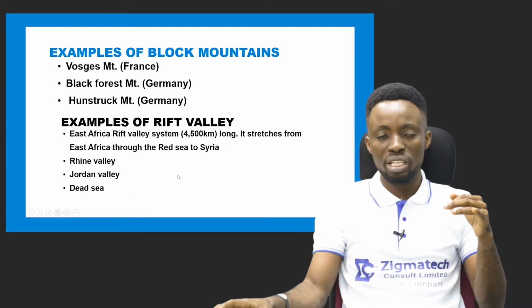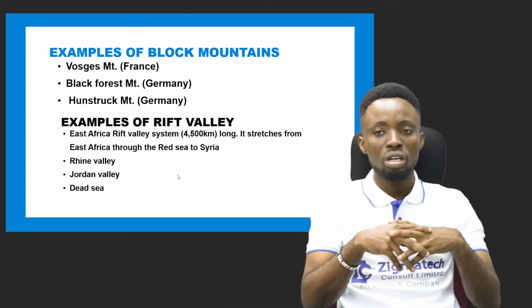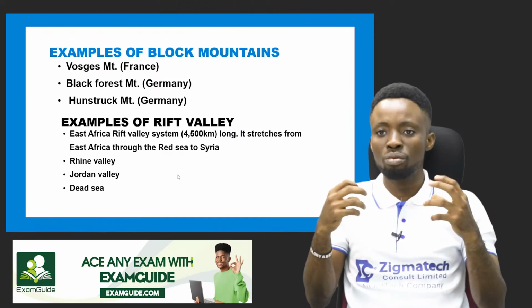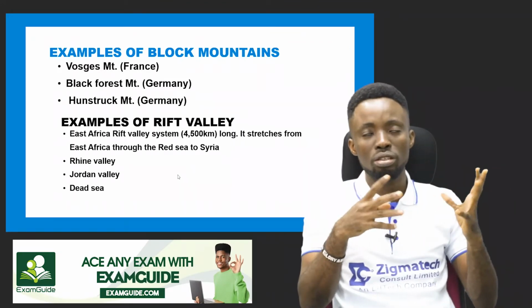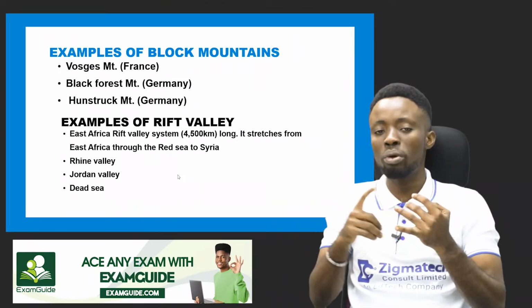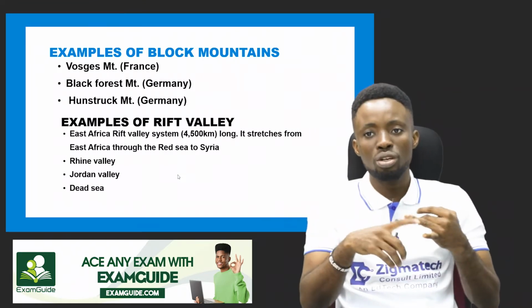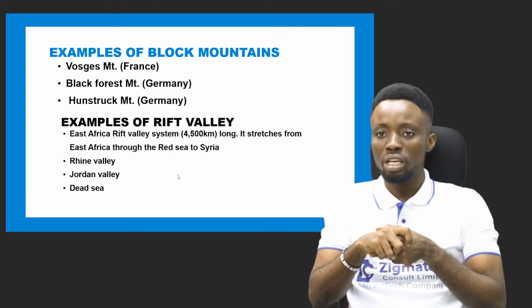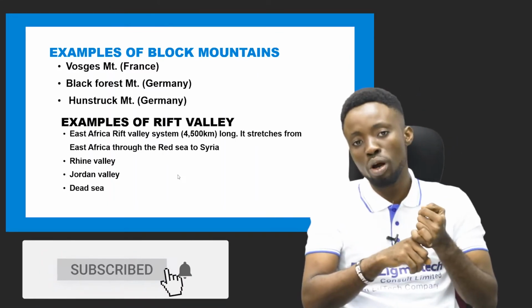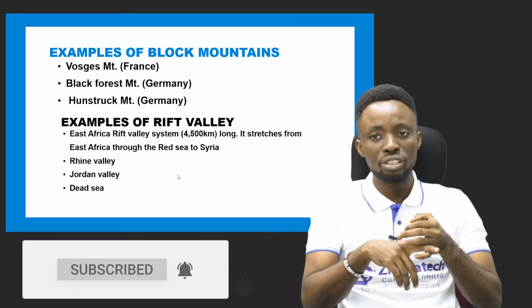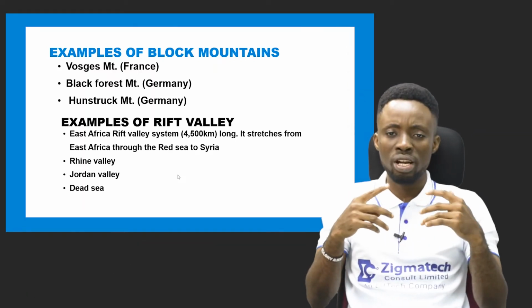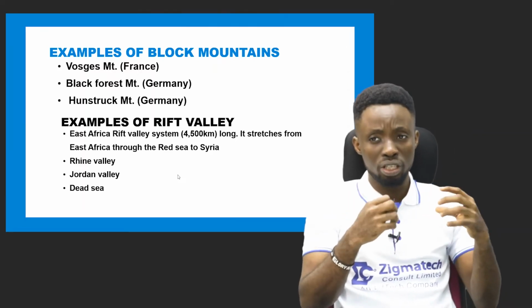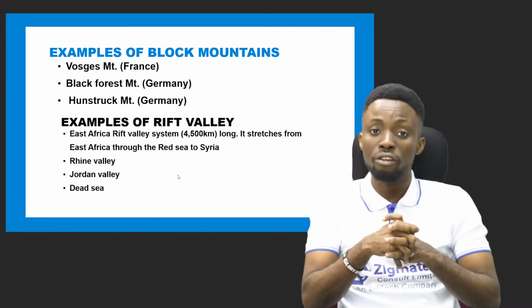So let's look at examples of block mountains. We have different examples of block mountains in the world, but popular examples include the mountain we have in France, which is called the Vosges Mountain. Then in Germany, we have the Hornstruck Mountain and the Black Forest Mountain. So these are popular examples of the block mountains we have in the world.